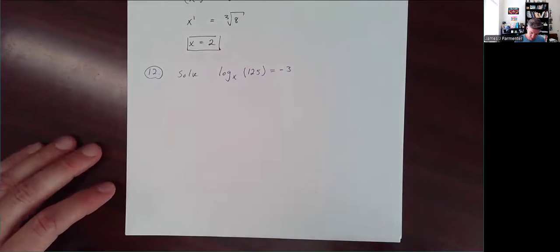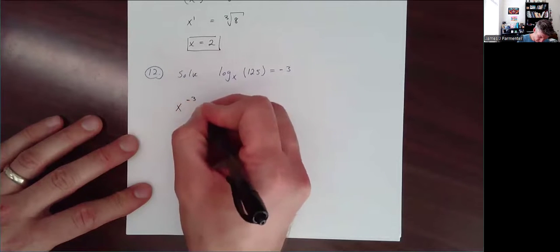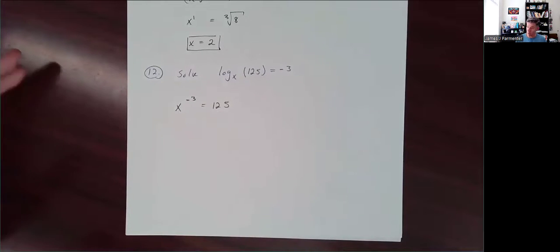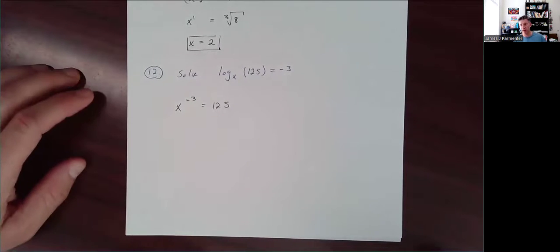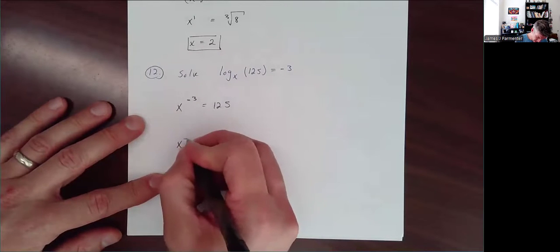Same kind of deal here. We're going to rewrite this as x to the negative third equals 125. And you might recognize the 125 is 5 to the third power. It might actually help to write that. We'll see. So again, I'm going to do the same thing to both sides. I'm going to say x to the negative third.